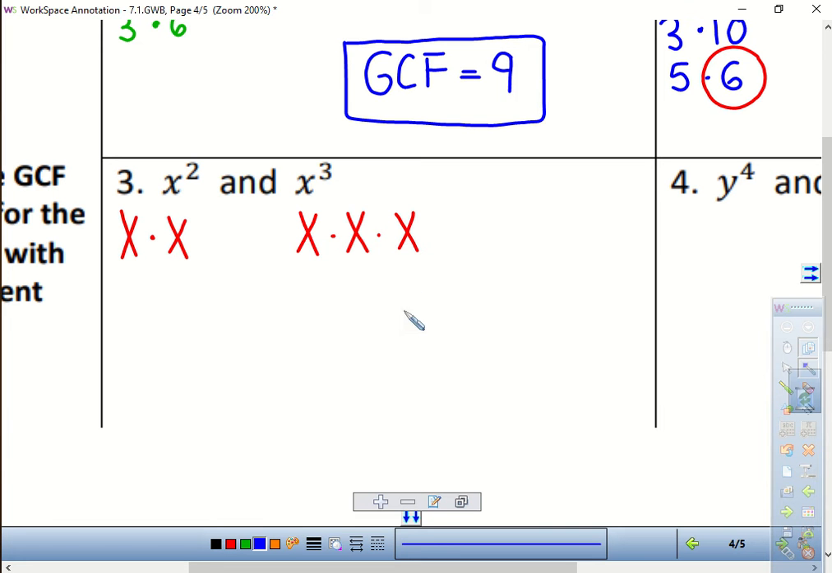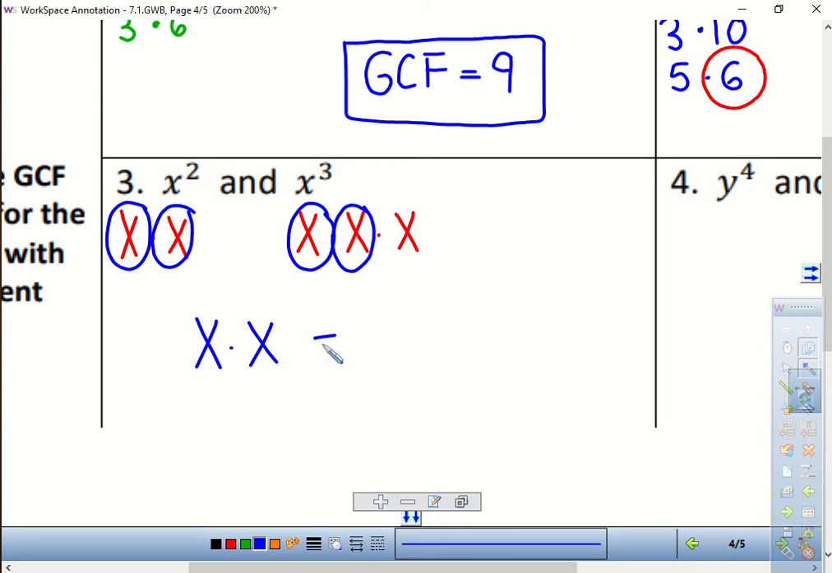So how many x's do these have in common? 2. So this one has 1, 2 from this one, and 1, 2 from this one. And how would we represent x times x? What's a simpler way of saying that? It's going to be x to the 2, and x to the what power? Right. Good. The GCF is x squared.